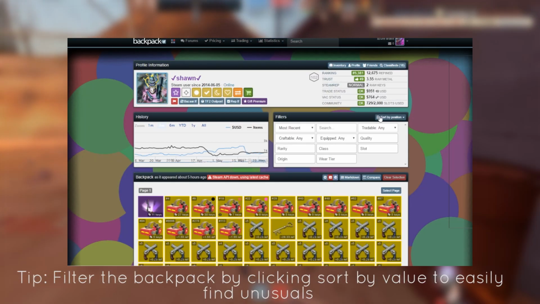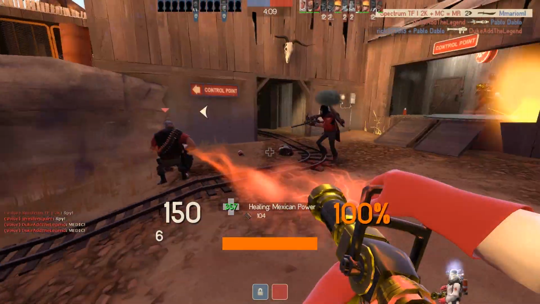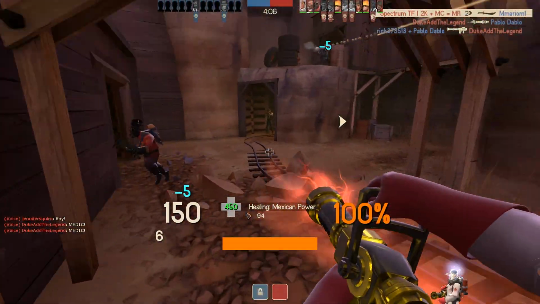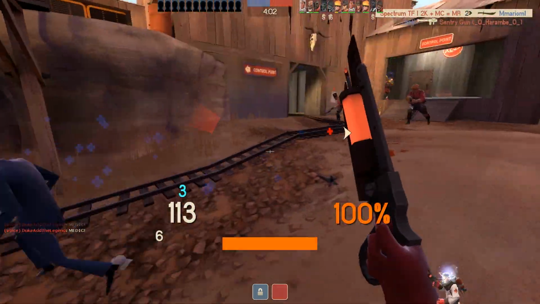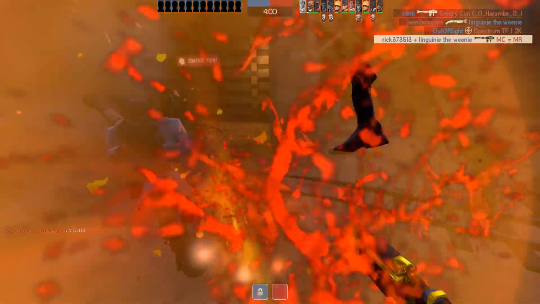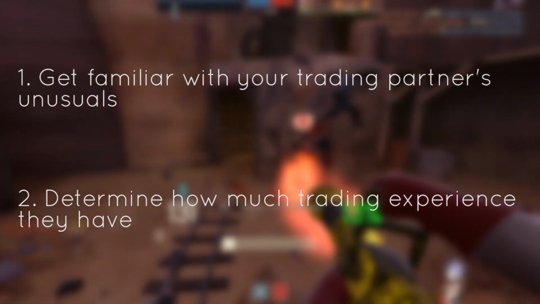Alright, now that you have their backpack in an easy to view manner, you can go ahead and start to analyze it. To be honest, this is probably one of the most overlooked parts of the negotiating process, so we'll go ahead and spend a good amount of time on this. Boiled down to its core, you are basically trying to, number 1, get familiar with the unusuals or expensive items they could offer with, and number 2, determine how much experience they have.